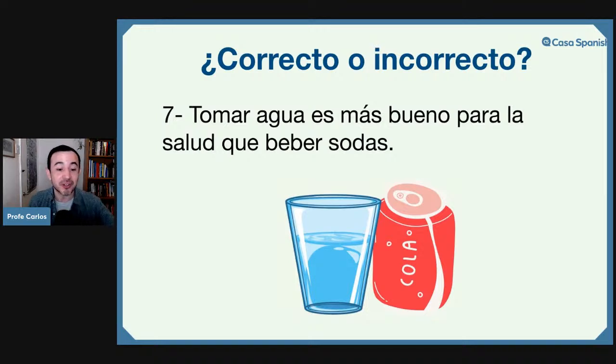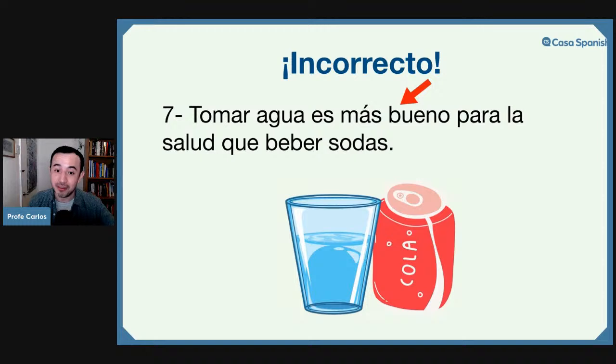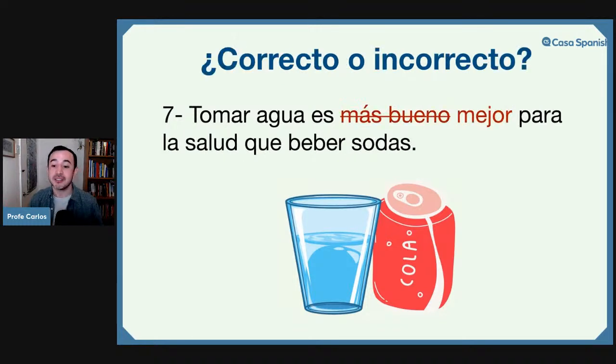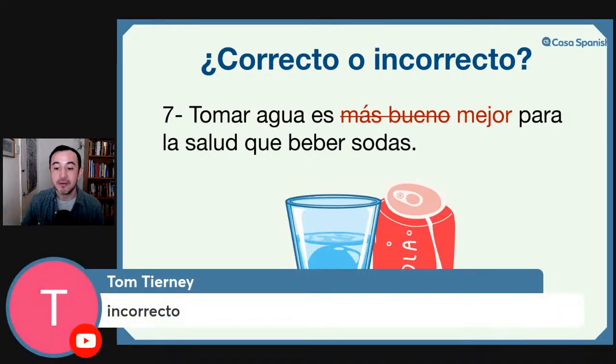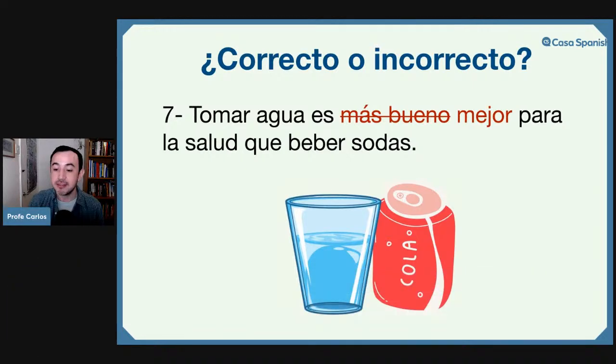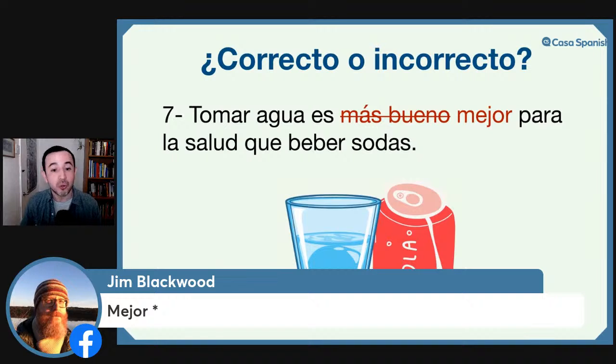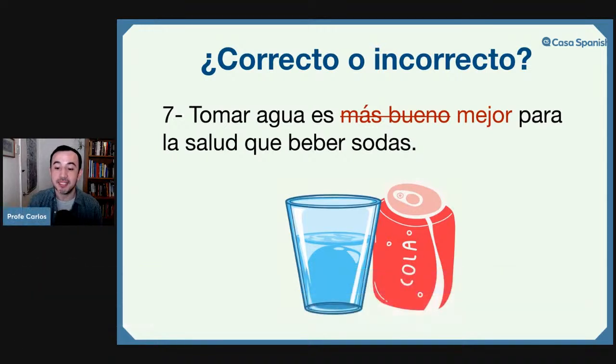Actually, it is incorrecto. And the error is in más bueno, of course, our comparative. That has to be, tomar agua es mejor para la salud que beber sodas. Muy bien, Tom. That's the correct answer. And Jim correcting it, mejor. Muy bien. Excelente. Remember that if you use that mejor, you don't need to put that más anymore. So that más bueno transformed to mejor. So only mejor. Muy bien.